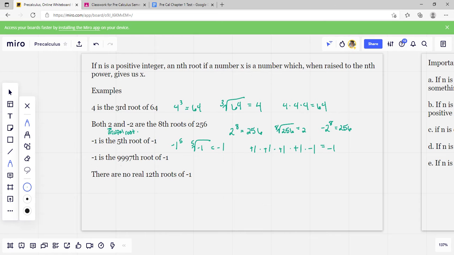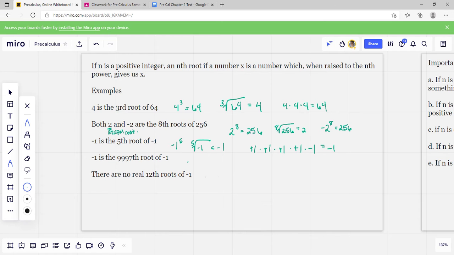Negative 1 is the 997th root of negative 1. So no matter how many times we exponentially multiply this, we're still going to have negative 1. So if we did negative 1 times negative 1, 997 times, we're still going to get negative 1.